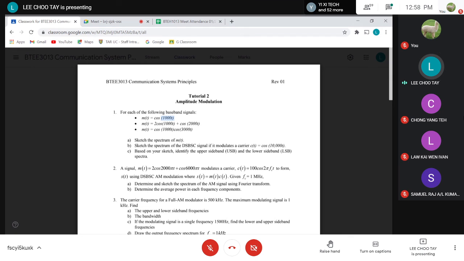If you want to plot it in the linear frequency F, then you need to convert this 1000, which is omega, into F first, by using the relationship omega equals 2 pi F.